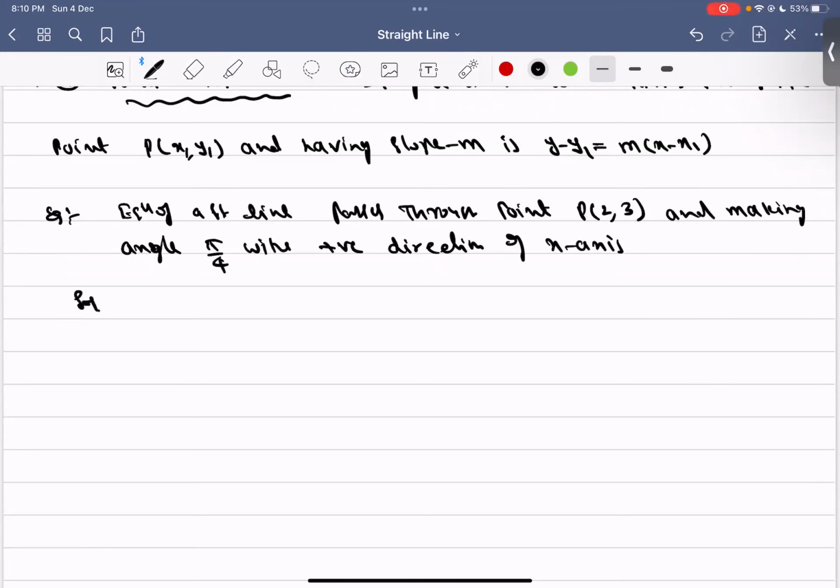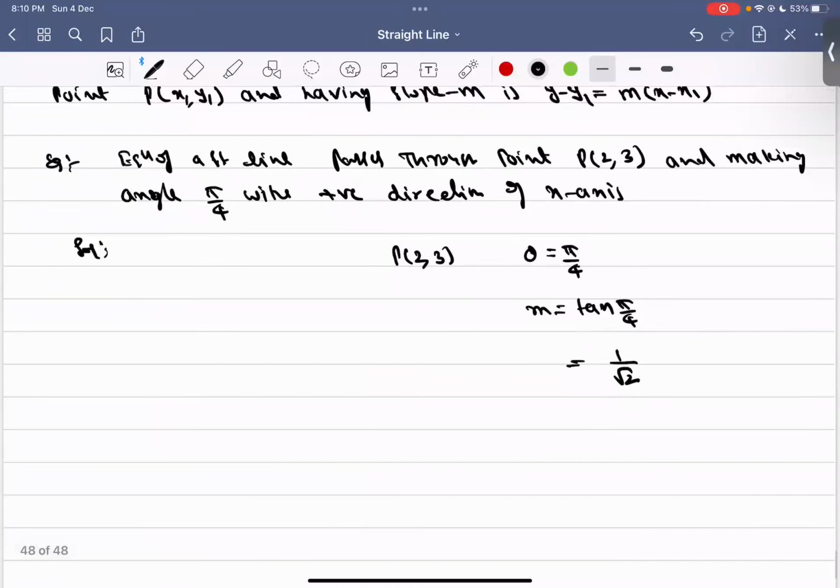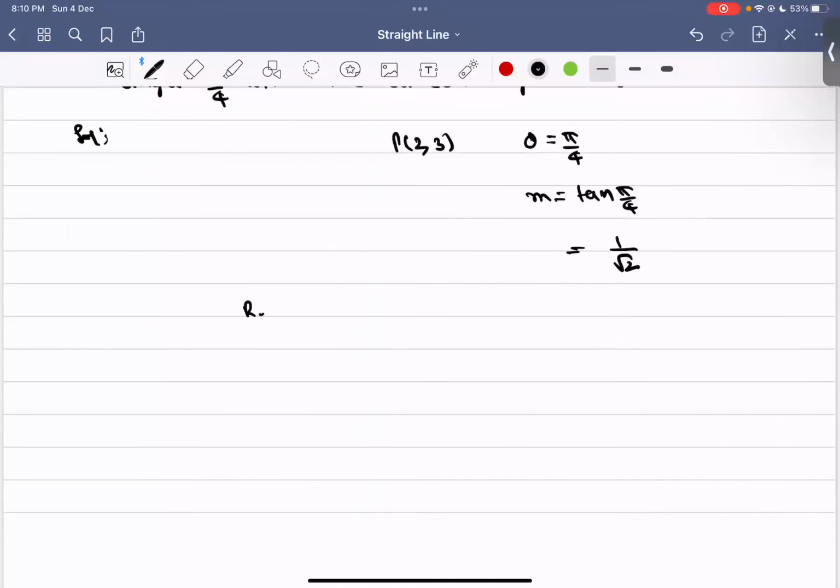So solution here: the point (2, 3) is given. So theta is pi by 4, therefore the inclination, therefore slope is equal to what? Tan theta, that's tan of 45. Tan 45 is what? 1 by root 2. Slope is given. Therefore the point slope form gives the required line: y minus y1 is equal to m into, m is 1 by root 2, into x minus x1. So this is the equation of the line in point slope form.